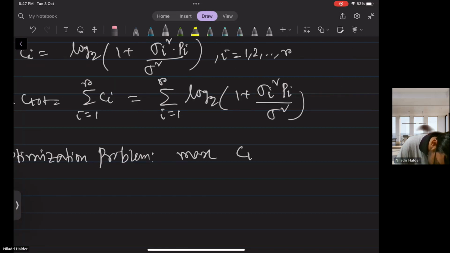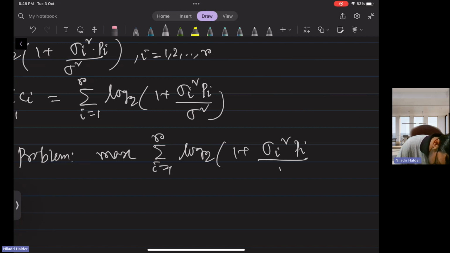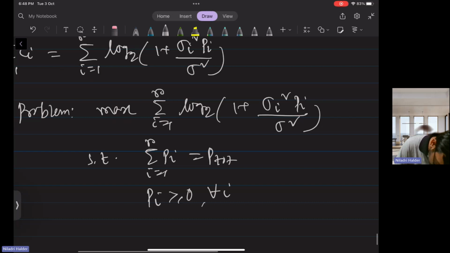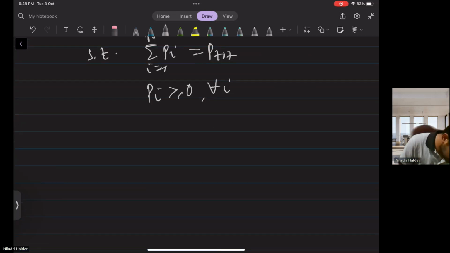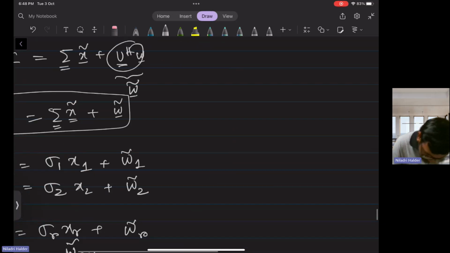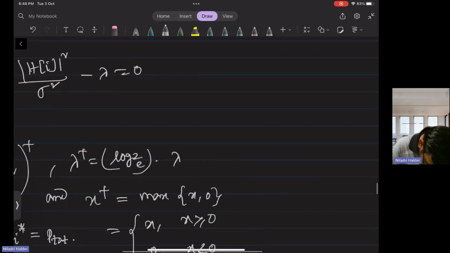Maximize C total. Let me maximize this summation I equal to 1 to r of log 2 of 1 plus sigma I square Pi divided by sigma square, subject to the summation of Pi for I equal to 1 to r equal to P total, and Pi is greater than or equal to 0 for all I. Okay. So the solution is similar to water filling. This is the water filling solution. So the solution is called the water filling solution.